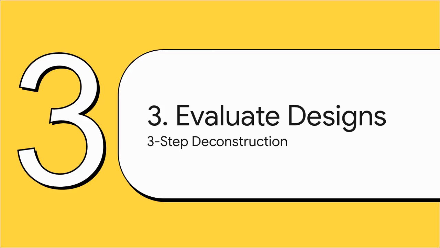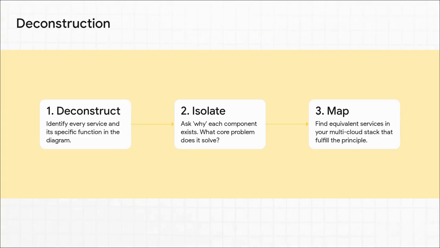Okay, so that all sounds great in theory, but how do you actually do it? Well, in section 3, we're going to get super practical. This is your 3-step deconstruction process for any reference architecture you find out there in the wild. Step 1, deconstruct the components. I mean, literally list out every icon on that diagram and write down what its job is. Step 2, and this is the most important part, isolate the core principle.